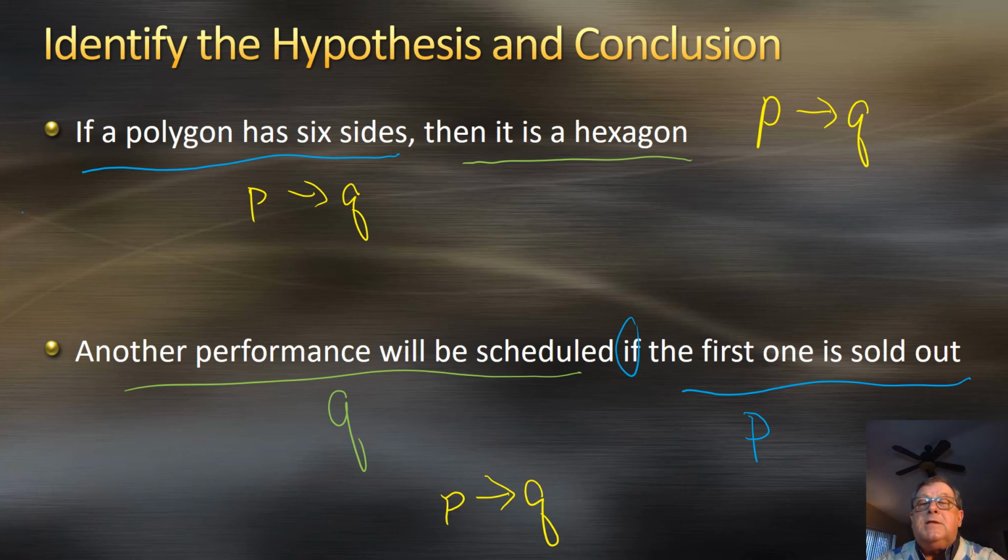That's identifying hypothesis and conclusions in conditional statements, which are often written as if-then sentences. And next we're going to talk about the truth value of a conditional statement.